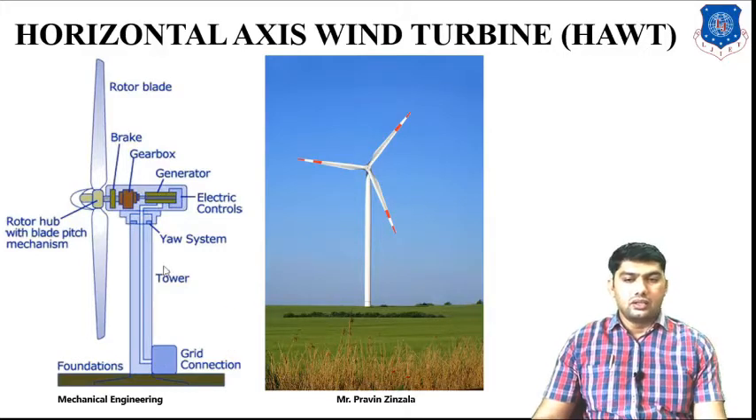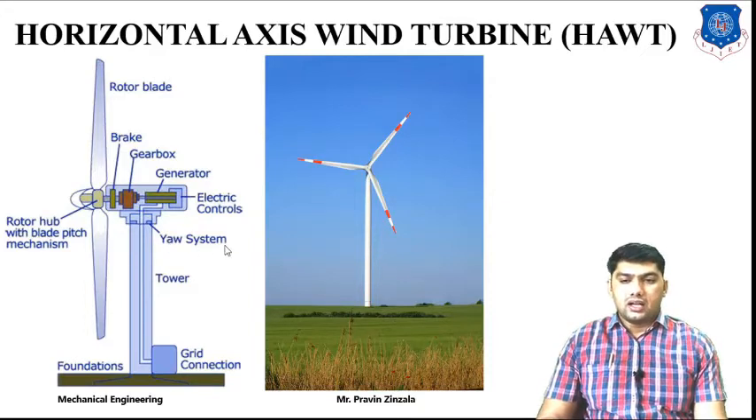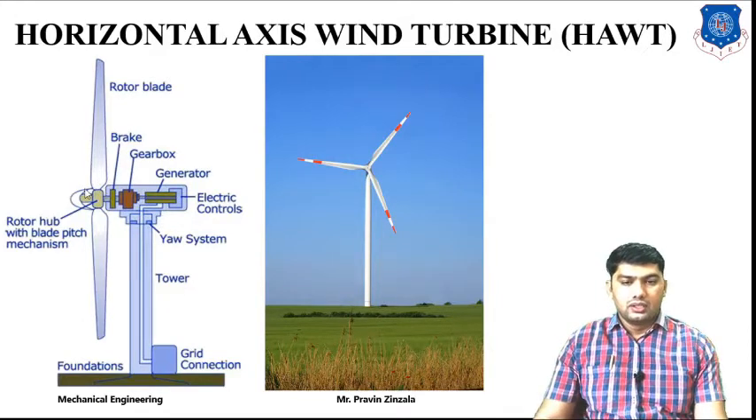In this system, two types of control mechanism are used: yaw control mechanism and pitch control mechanism. Yaw control mechanism means we change the angle of the nacelle due to variations in wind direction. Due to weather conditions, the wind direction may change. So accordingly, we have to change the yaw control, that is, change the angle of the whole nacelle.